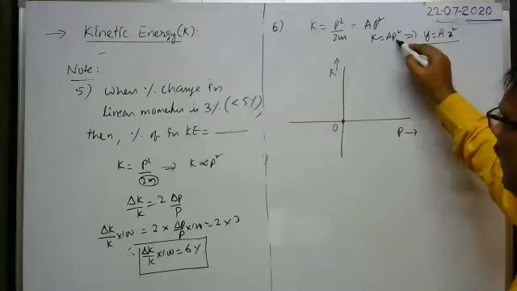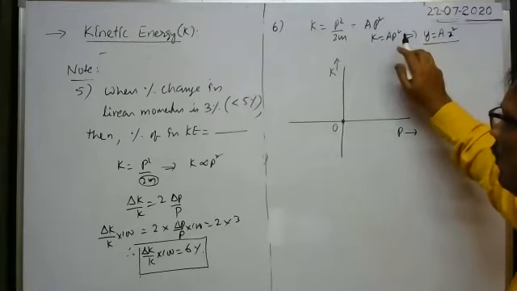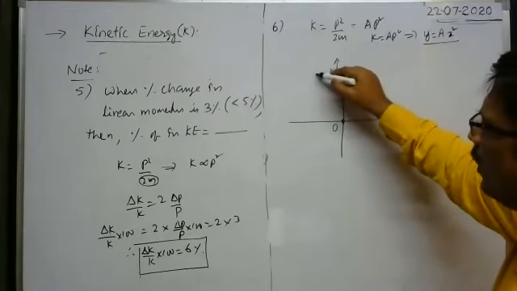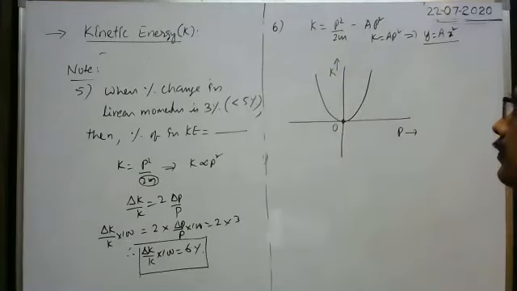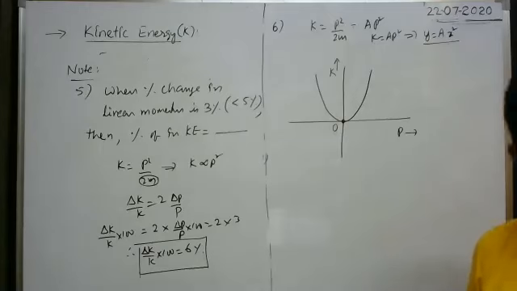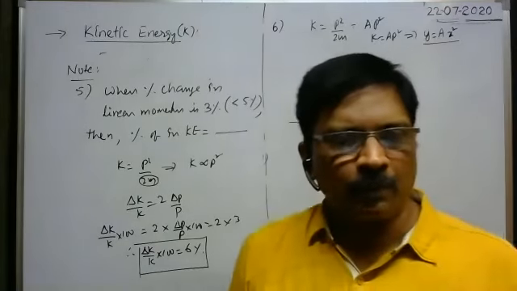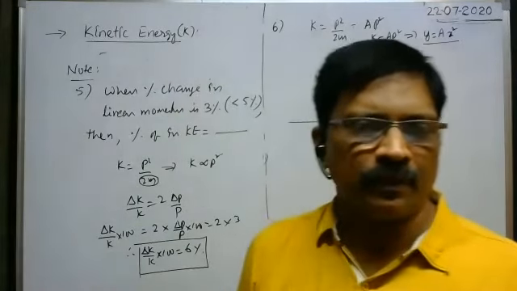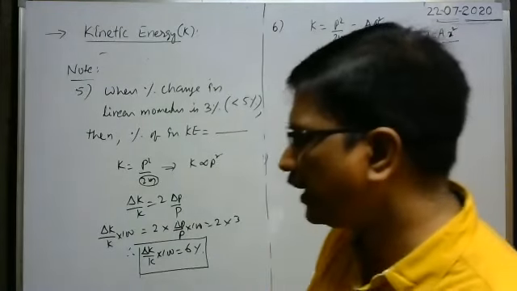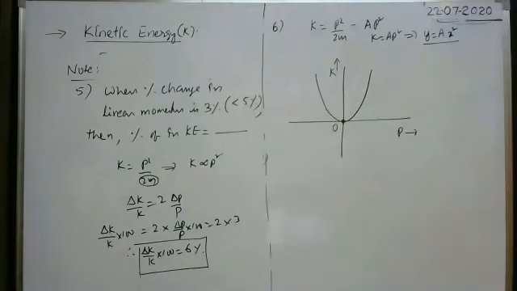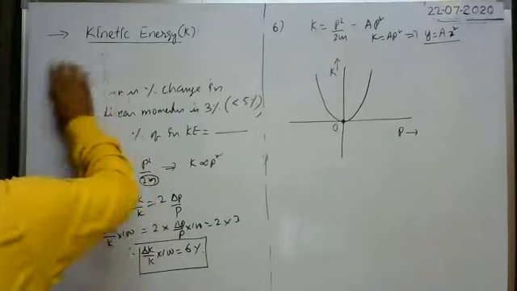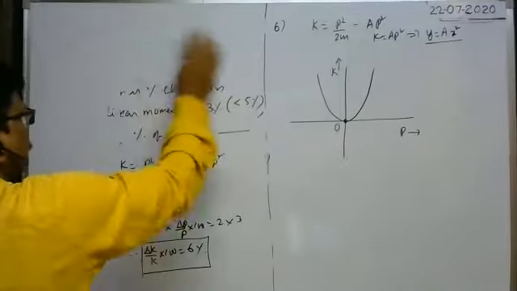As the coefficient of p square for k is positive, the parabola must open towards the positive kinetic energy axis, like this. This is the parabola, right? It is open towards the positive kinetic energy axis. In this way, we can find it. Okay, this is about kinetic energy.